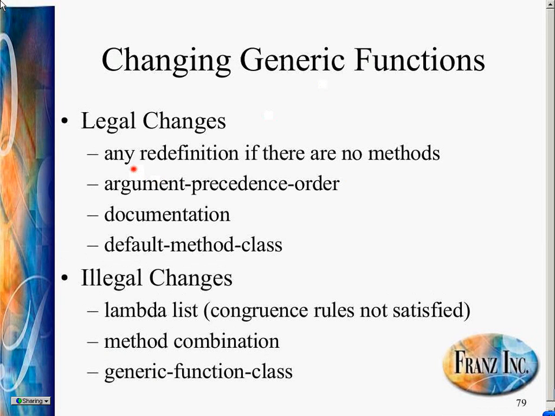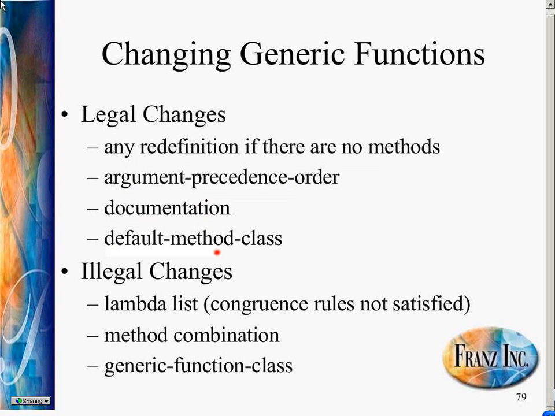You can call defgeneric. If you just define the generic function template with defgeneric, you haven't defined any methods. Calling a defgeneric again just simply redefines it. So you can make any changes you like. You can always change the argument precedence order, even if there are methods. You can change the documentation. You may or may not care. You can change the default method class, which we're not going to go into, but you cannot change the lambda list except for the same lambda list with the same congruence rules, and what would be the point? You can't change the method combination, and you cannot change the generic function class.